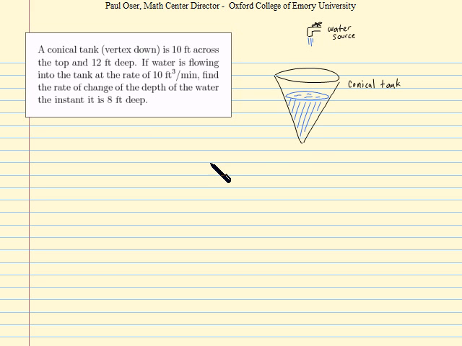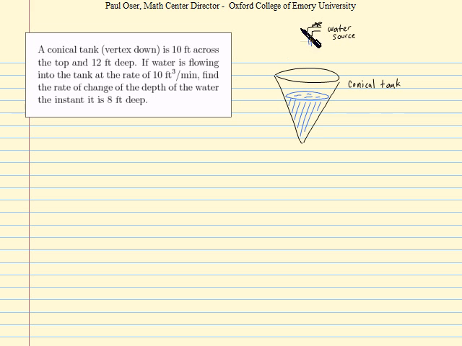Okay, here we have a related rates problem. We've got a conical tank, vertex down, it's 10 feet across the top, it's 12 feet deep. We've got water flowing into it at a given rate, and we need to find the rate of change of the depth of the water at a particular instant.